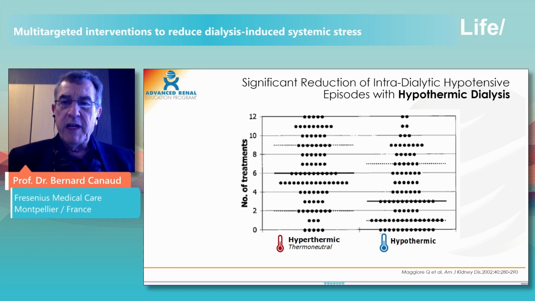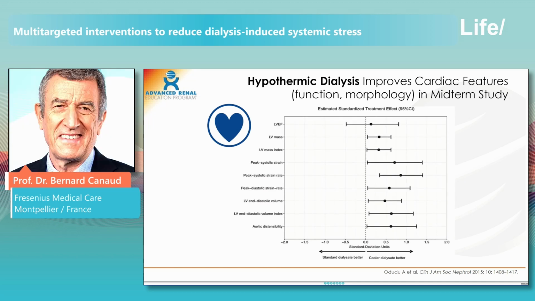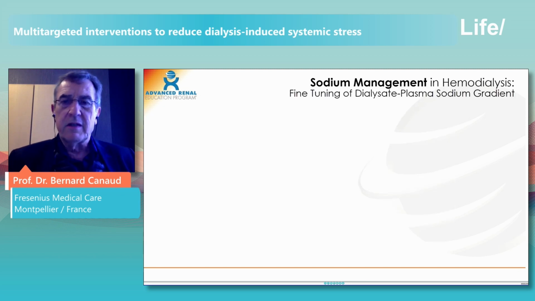Now, on another topic, which is hypothermic dialysis, we know from Maggiore 20 years ago that hypothermic dialysis is associated with a reduction of intradialytic hypotension. This is clear. Not only that, but as you see, the left ventricular mass, peak systolic strain, and all these elements are protected.